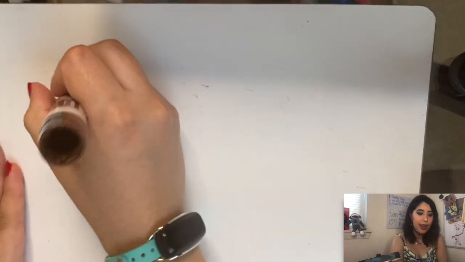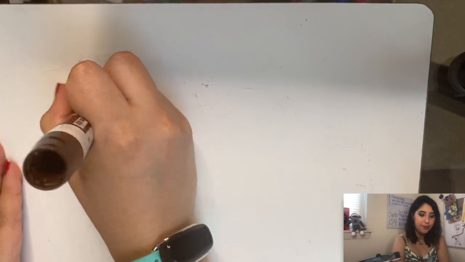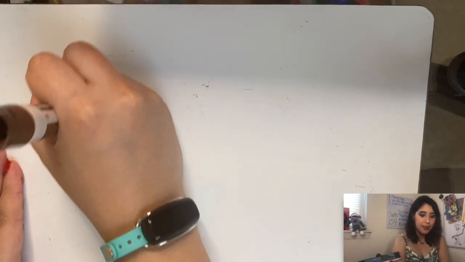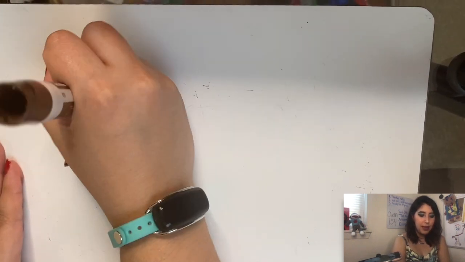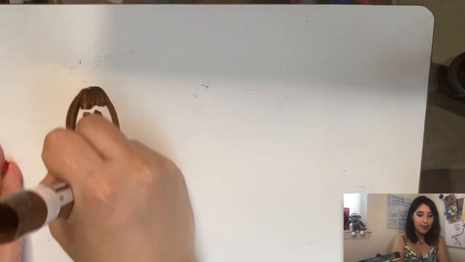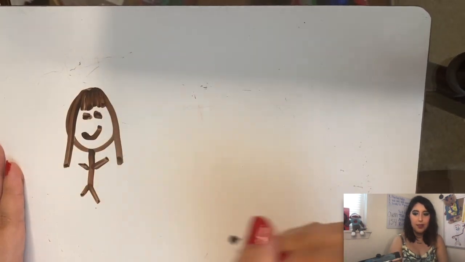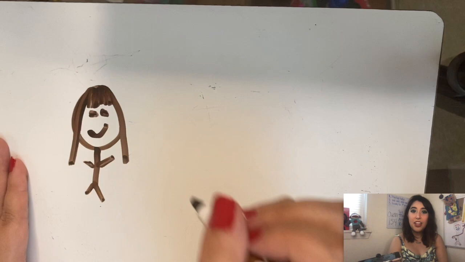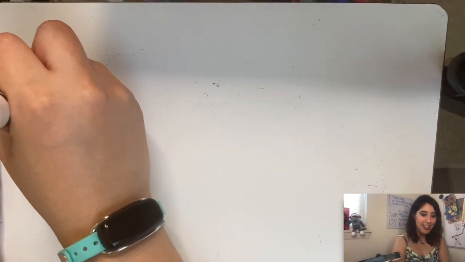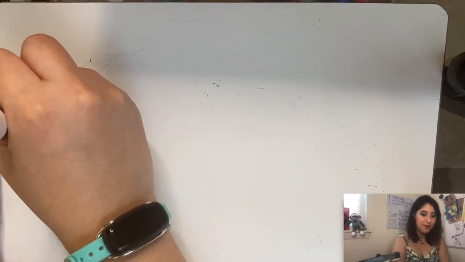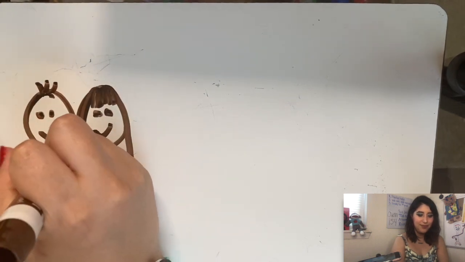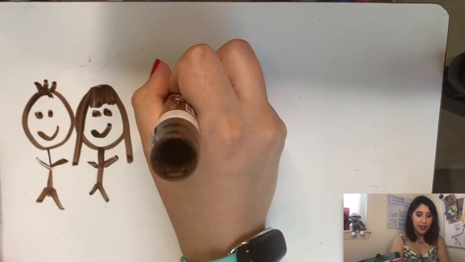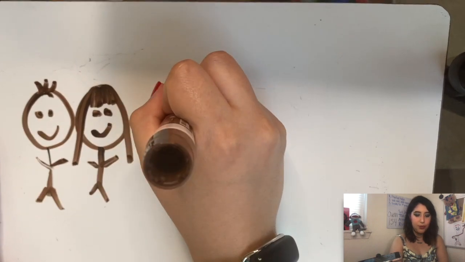Listen to my story. 5 children were playing in the park. So I'm going to draw the 5 children. I'm going to make it, this one's Violetta. Does it look like her? This one is Jacob. There's his hair. This one is Rowan.